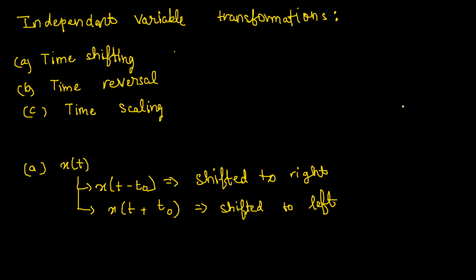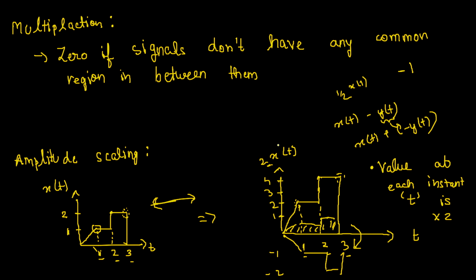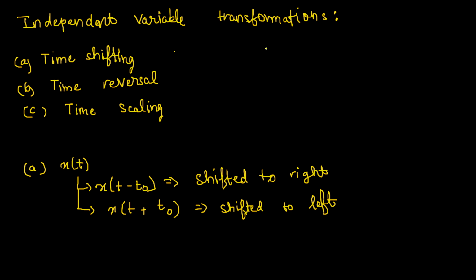Now we'll talk about independent variable transformations. We already spoke about amplitude transformations, but amplitude is a dependent quantity. Whatever is shown on the y-axis is a dependent quantity. So we spoke about amplitude scaling, which is a transformation of a dependent quantity. Now we'll talk about transformations on the independent variable, which is time. There are three different transformations that happen with time. The first is time shifting, the second is time reversal, and the third is time scaling.